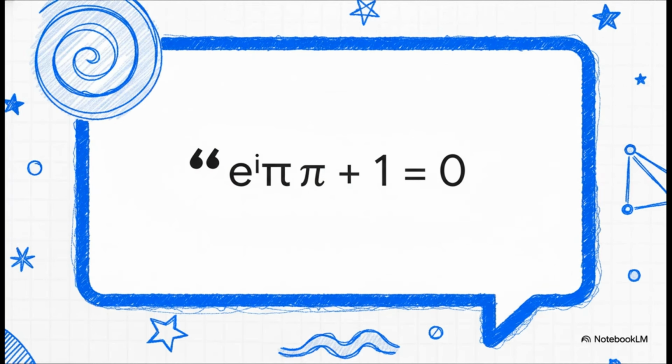And check this out. Watch what happens when you plug in a really specific value. If you make z equal to i times pi, that big master formula just collapses into this perfect little equation, Euler's identity. It connects the 5 most fundamental constants in all of math, e, i, pi, 1, and 0, in one beautiful statement. This is proof that our key really works.